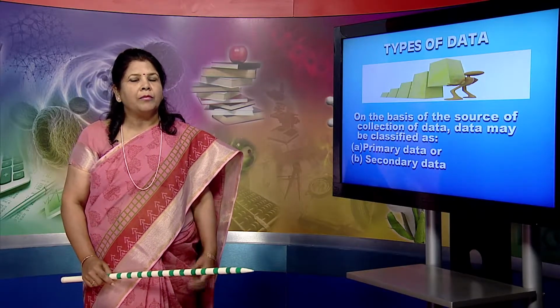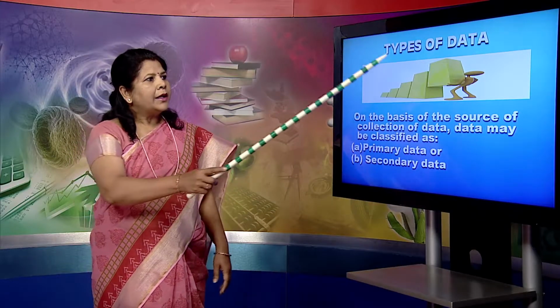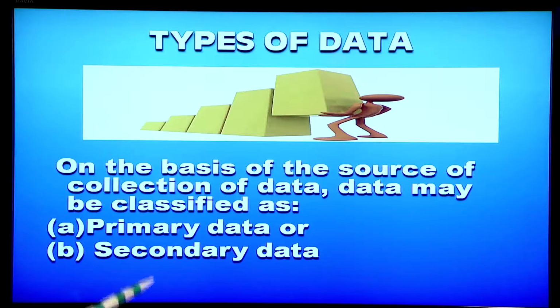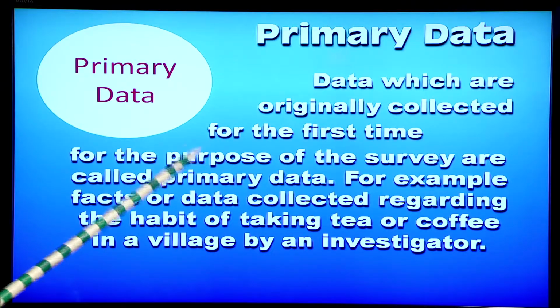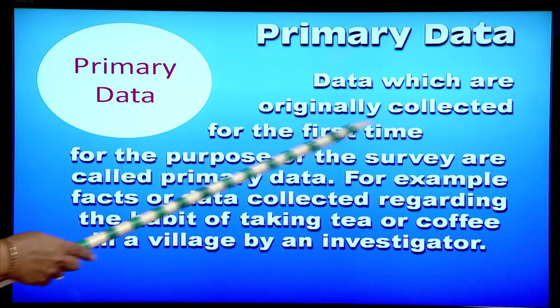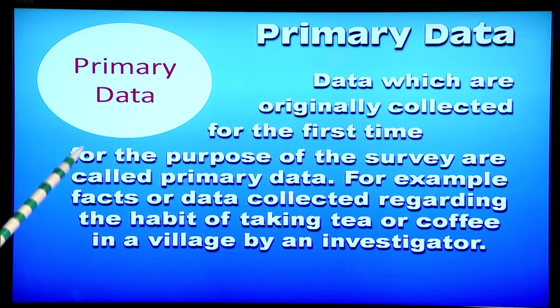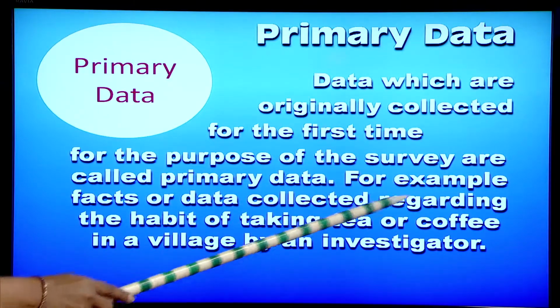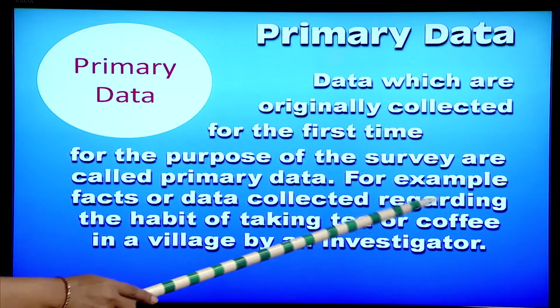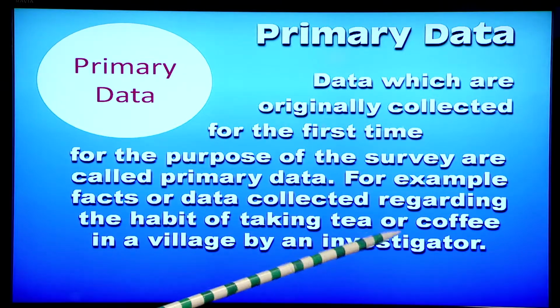Let us now understand more of statistics. What are the types of data we have in statistics? On the basis of the source of collection of data, data may be classified as primary data or secondary data. Let us now understand what primary data is. Primary data are those which are originally collected for the first time for the purpose of the survey. For example, facts or data collected regarding the habit of taking tea or coffee in a village by an investigator will be considered as primary data.